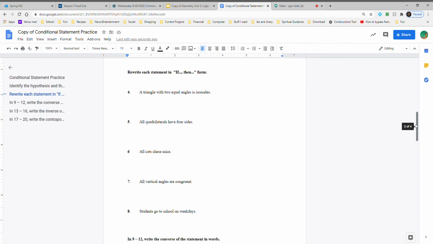Now, you probably don't know what a vertical angle is, but that is a true statement, okay? If you're a vertical angle, then you're congruent. Congruent means the same as, okay?